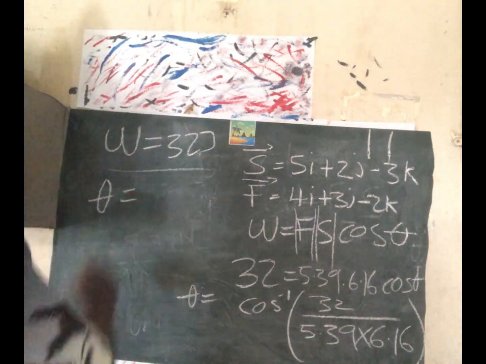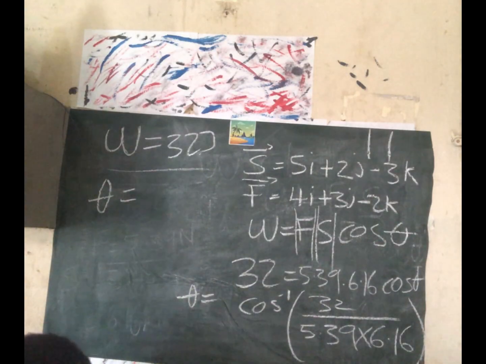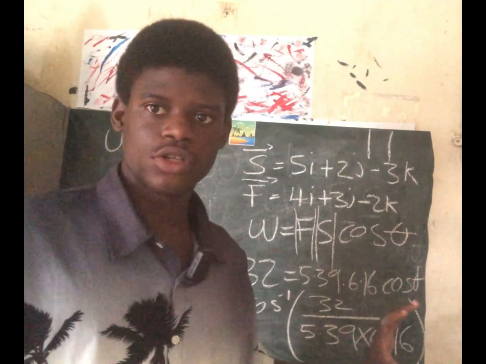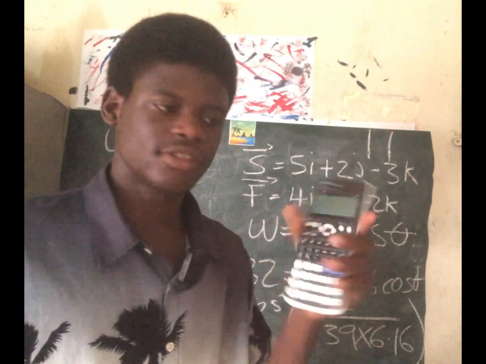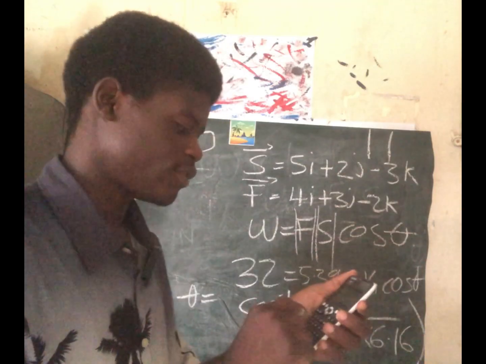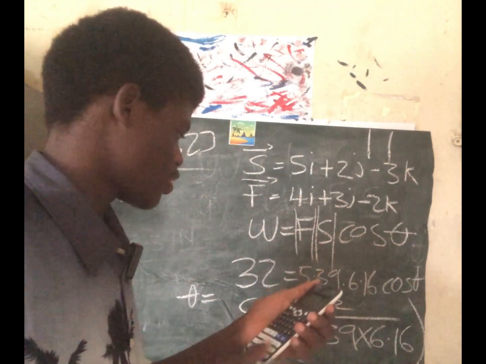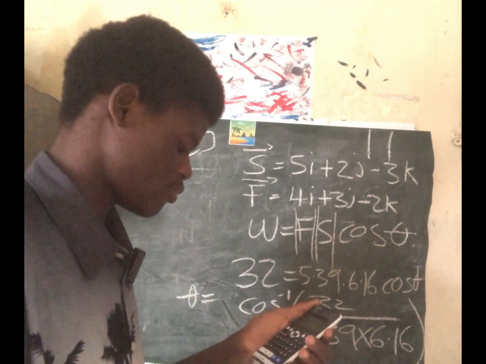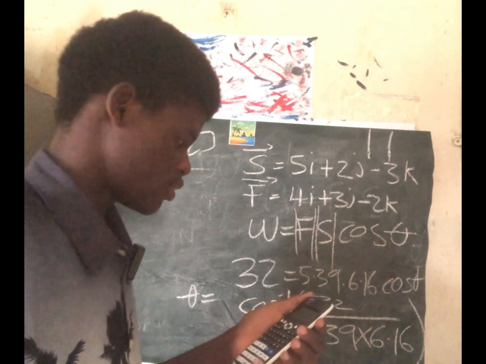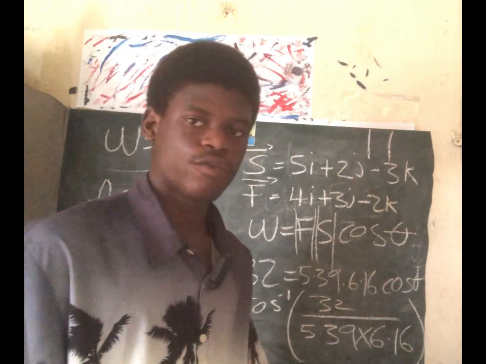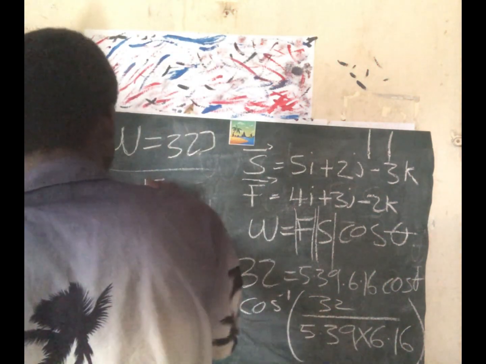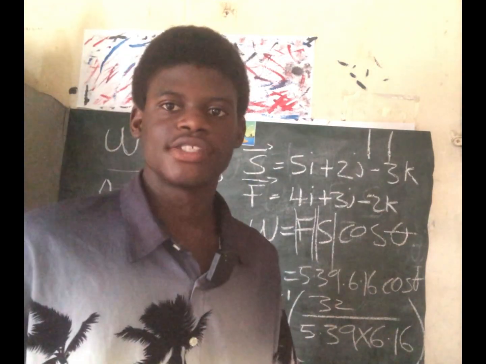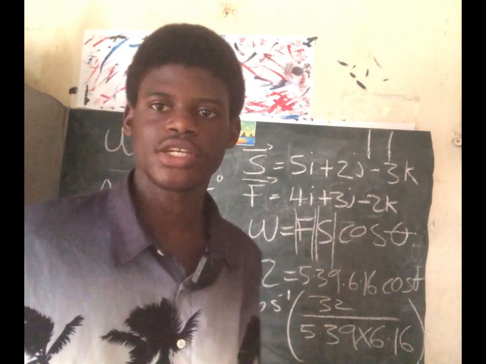So theta will now be equal to. You can do this one by one if you are using your calculator, but if you are using a calculator like this, you can just input it very fast and it gives you the answer. That's cos inverse of 32 over 5.39 times 6.16. The answer we got is 15.47 degree. So that's the angle between F and S. That's how to solve questions like that.